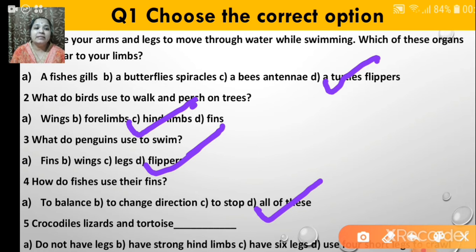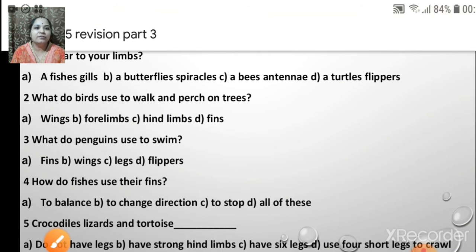Crocodiles, lizards, and tortoise: do not have legs, have strong hind limbs, have 6 legs, or use their short legs to crawl? So the answer is D. They use their 4 short legs to crawl. So let us see the next set of questions.